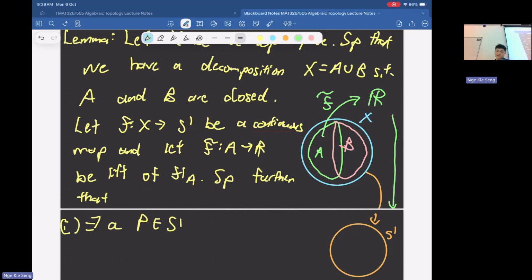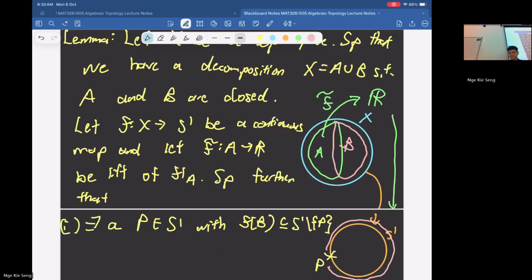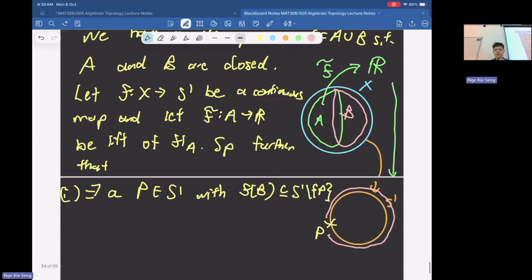So let's say there exists a point P with P not in F of B. This is the condition to know how to lift on the B part. The image of B must miss some point P. Only then can we try to construct the lift. So maybe the image of B has to stay around here, away from a point. Very special. At least you need to miss some point in your image.